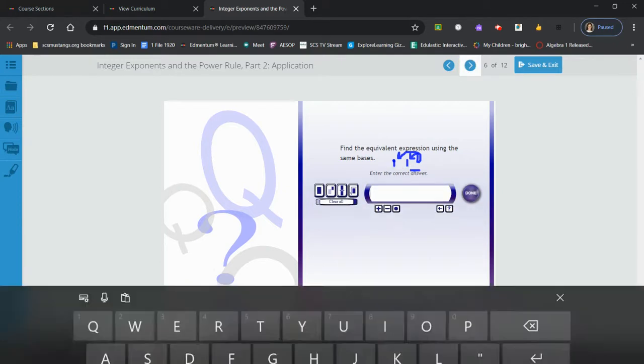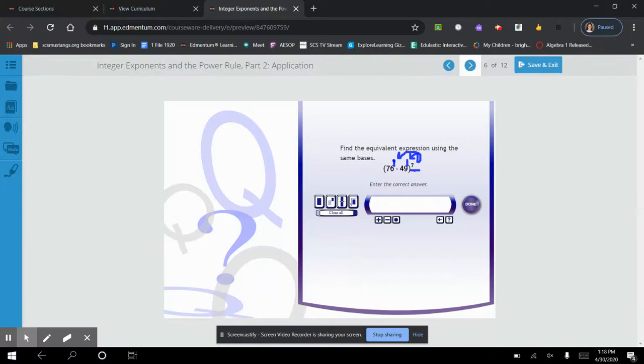So looking at the next one, they give you another one where you can practice, and it's going to be the same thing all over again. And you'll notice that my writing from the last slide actually matches up beautifully for this slide. So we've got 76 times 49. Both of those are to the first exponent. So we've got the 7 exponent on the outside, and we would distribute that exponent to the one on the inside and do 7 times 1 and 7 times 1. And my answer would be 76 to the 7th power times 49 to the 7th power. And that's what I would type in there.